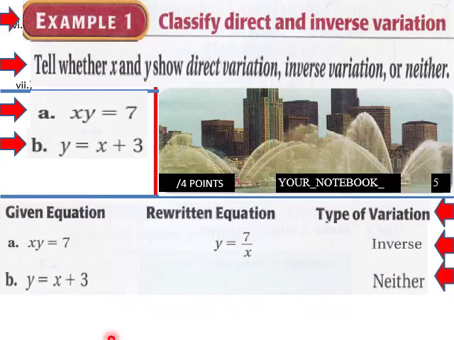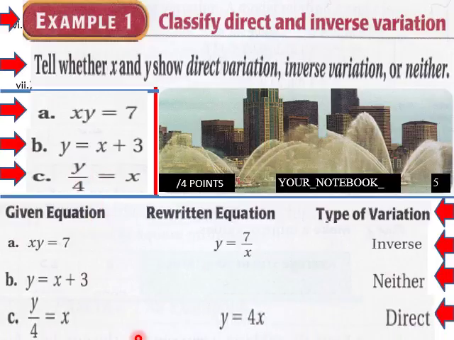y equals x plus 3 is neither. It's neither a direct nor an inverse variation. And then y over 4 equals x. And we can rewrite it here: y equals 4x. It's a direct variation. As y gets larger, x gets larger.